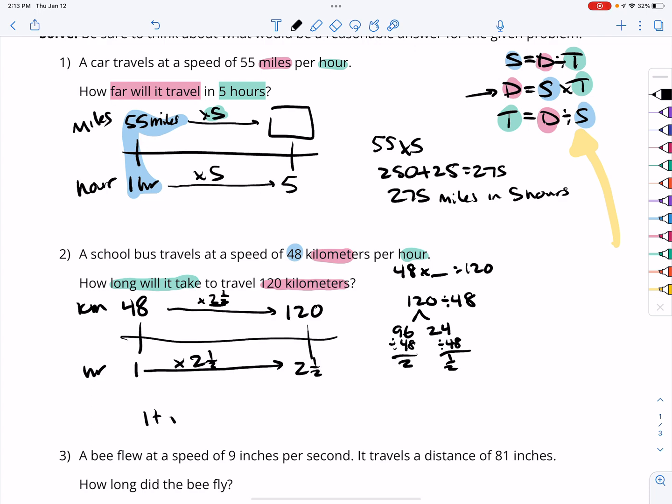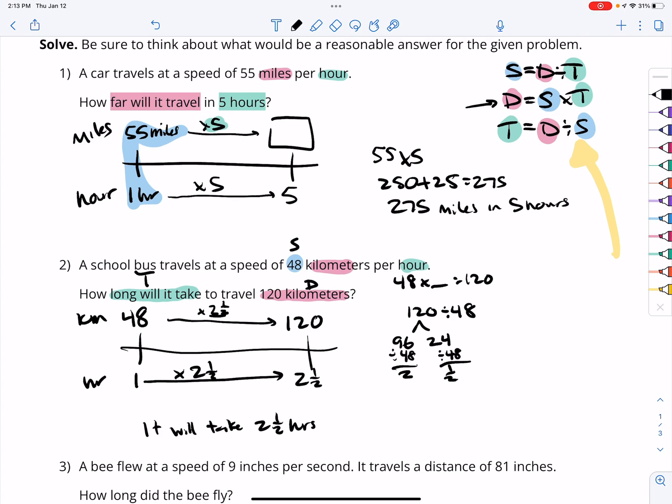So it will take 2.5 hours. So this is asking how long will it take, asking about time given distance and speed. So I am going to go look up here at my equations, and I know that time equals distance divided by speed. So our distance was 120, and our speed is 48. So if I look at that, this expression right there is exactly what I solved right there. So based on my quick sketch, and based on the formula, I know I've got that one correct.